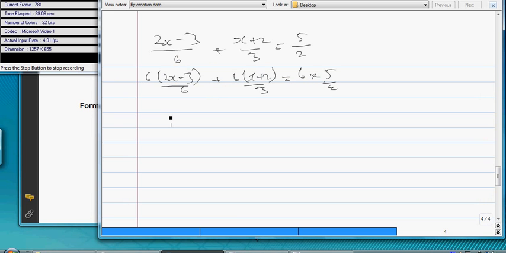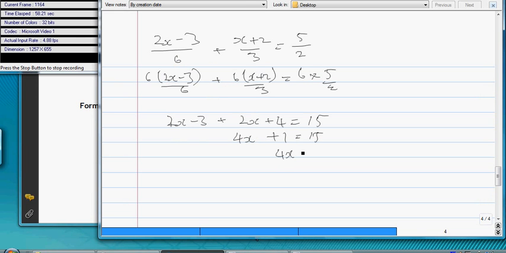It will now cancel to leave us with 2x minus 3 here. That will be a 2. There are no minuses, so it's quite straightforward. Plus 4. The 2 will cancel, which gives us 15. So we've got 2x plus 2x, which is 4x. Minus 3 add 1, which is minus 2, equals 15.